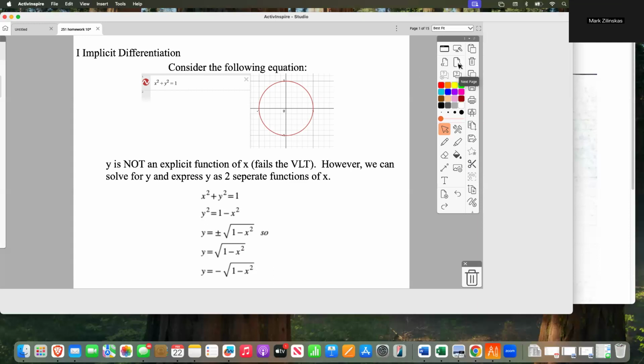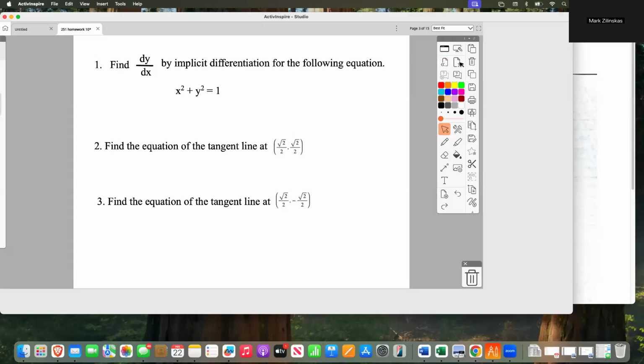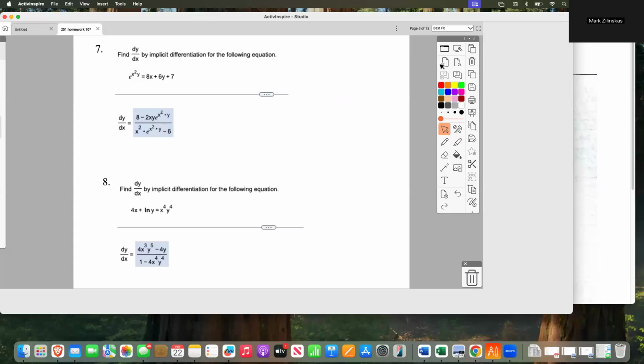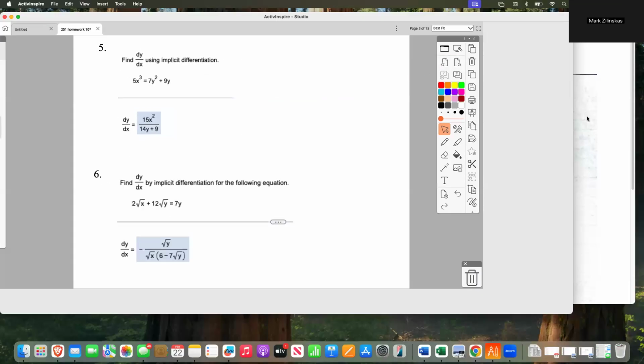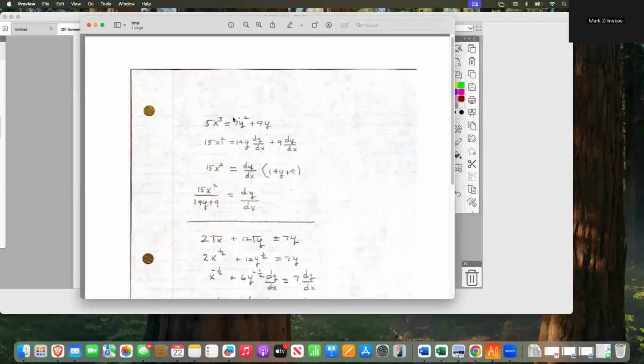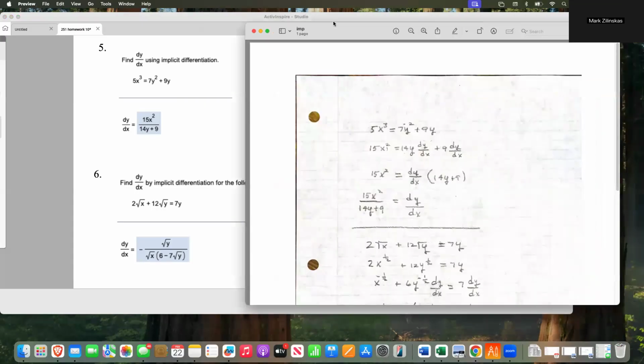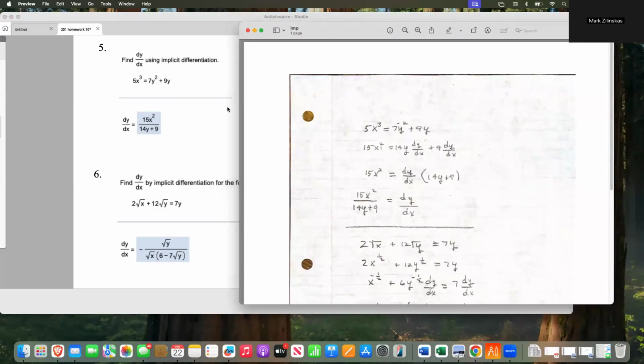But anyway, let's move on to a couple of examples of implicit differentiation. So what I want to do is find dy dx using implicit differentiation. This would be the solution here for this particular one in my math lab. So how do I start with this equation and find dy dx using implicit differentiation?